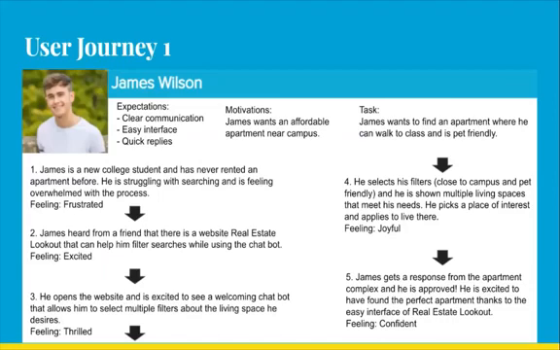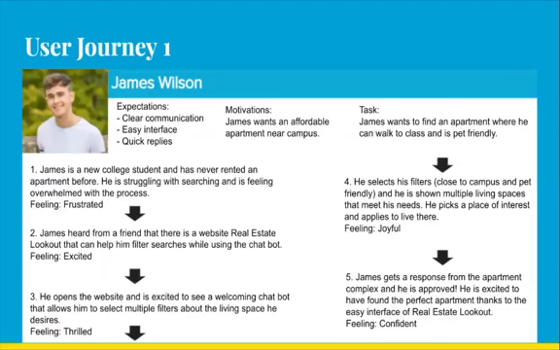Going on to the second phase, James starts feeling excited as he hears from a friend that there is a website and application called Real Estate Lookout that can help him with his problem. On to the third phase, James starts feeling thrilled as he opens up Real Estate Lookout and is excited to see a welcoming chat box that allows him to select multiple filters about the living space he desires.